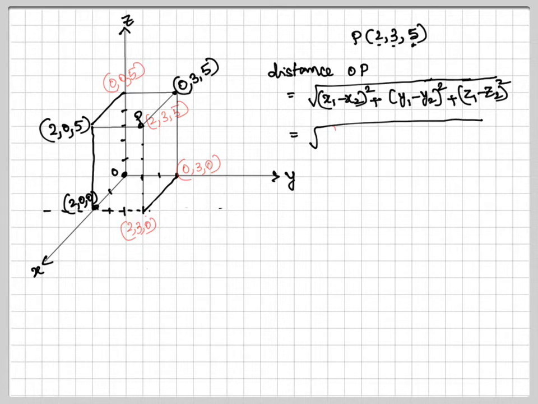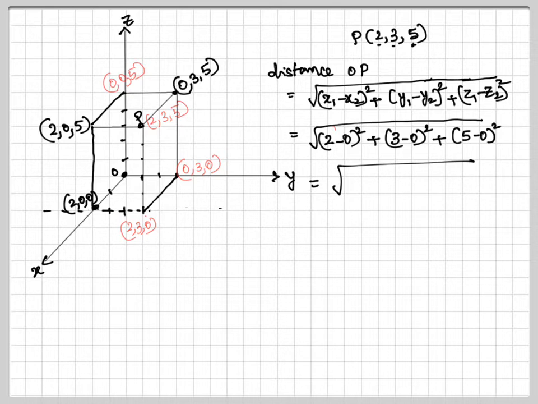So the formula becomes the square root of (2 minus 0) the whole square plus (3 minus 0) the whole square plus (5 minus 0) the whole square. It shall be the square root of 2 squared, which is 4, 3 squared, which is 9, 5 squared, which is 25. So it is the square root of 38, which is approximately 6.16. Hope this video helps.